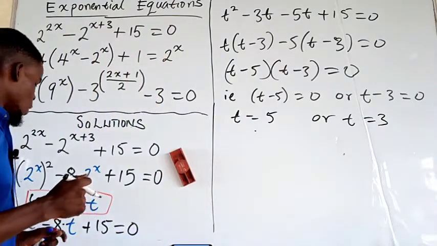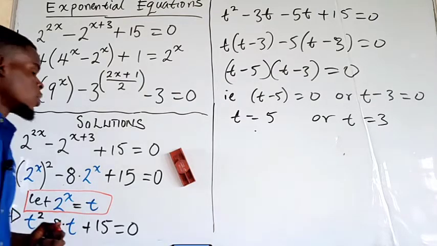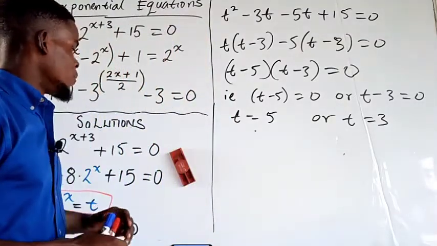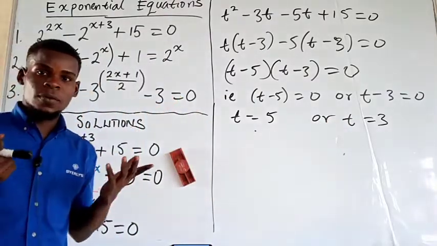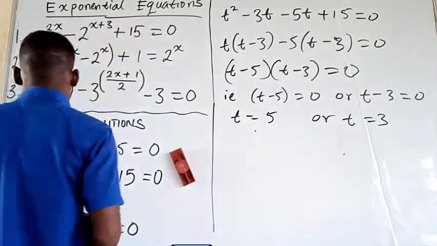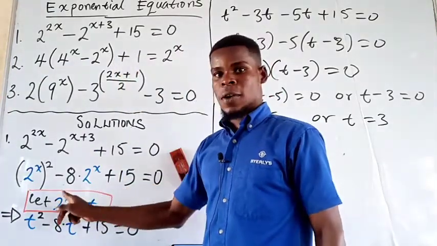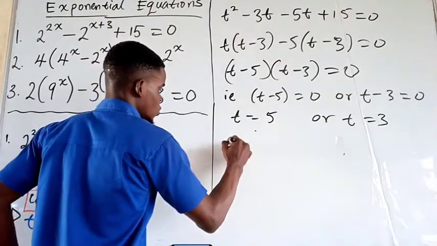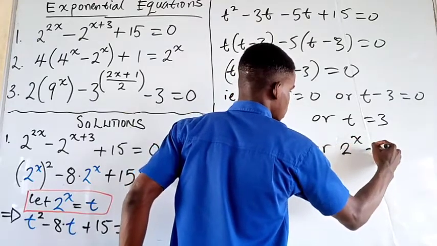Well, we didn't start with t. We actually started with x. So since t is 5 and t is 3, we need to solve for the main unknown, which is x, not t. So we need to recall that 2 raised to the power of x is t. So in place of t, we will write 2 to the power of x, just like in place of 2 to the power of x, we wrote t. So 2 to the power of x is equal to 5, or 2 to the power of x is 3.